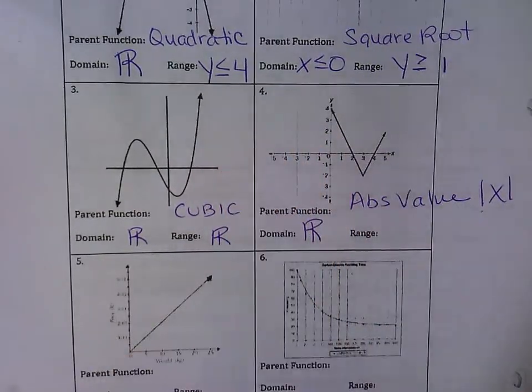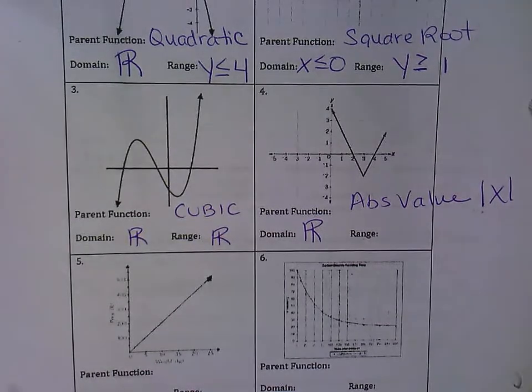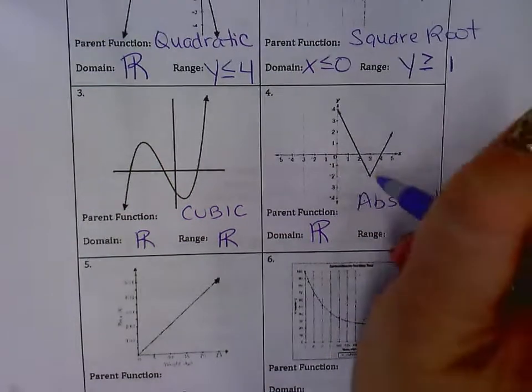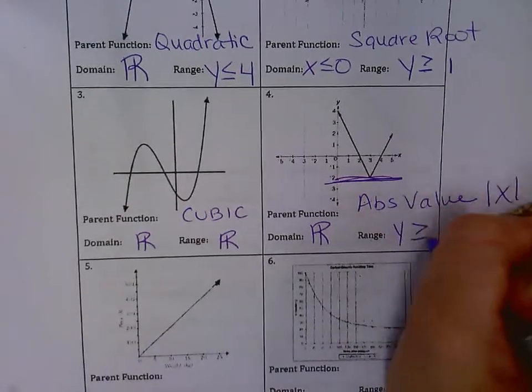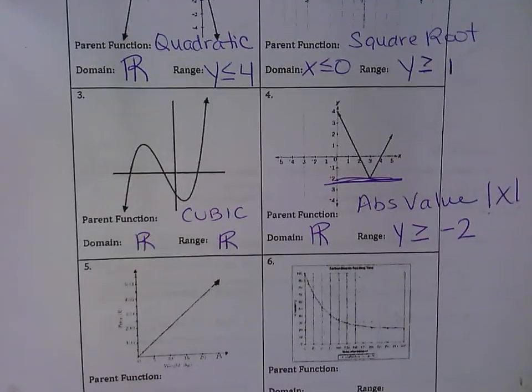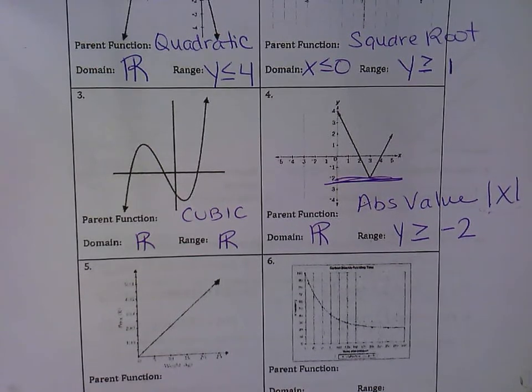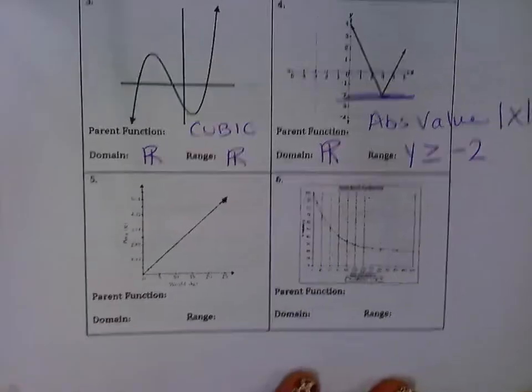Did anyone write the range? What did you say for the range? Where do those y values go? How low do they go? -2 is the lowest the y value can go. So y has to be greater than or equal to -2. So it's everything above -2. Okay? Number 5, what type of graph is that?